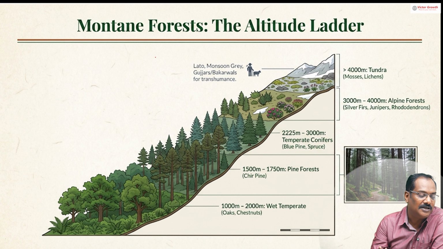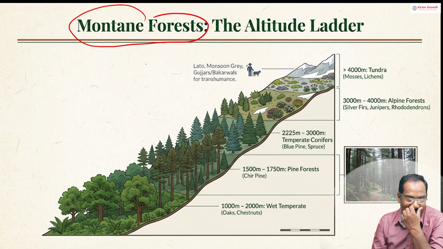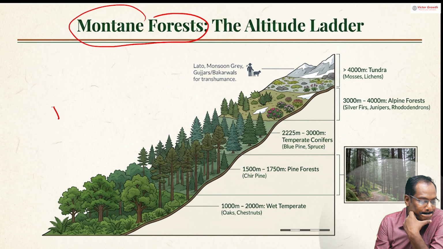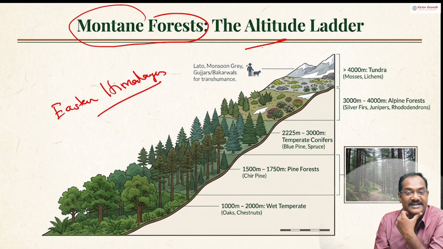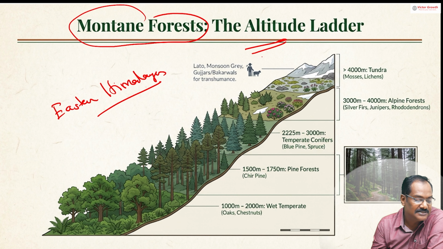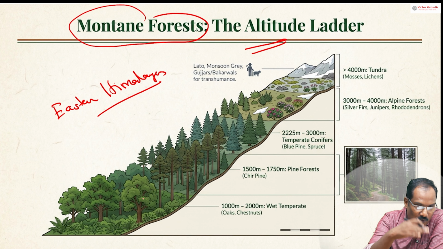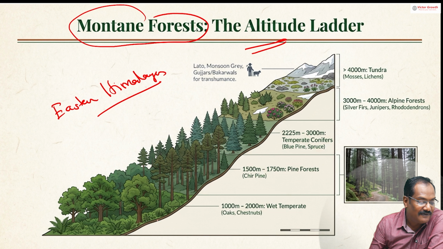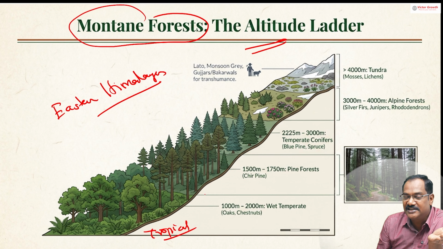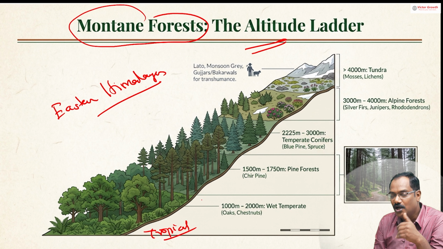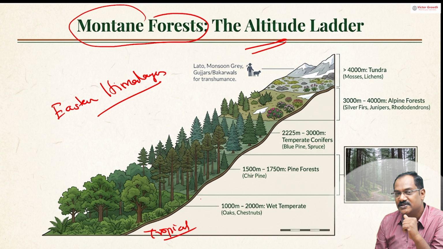Then comes mountain forest. Mountain, which means it is in the mountain. Now, particularly this is found in the Eastern Himalaya, not in the Western Himalaya. In Eastern Himalaya, we have an altitude ladder. Altitude ladder means in the lower side, we'll have a tropical forest. It is not given, please write down. Tropical forest will be there because, compared to the Western Himalaya, Eastern Himalayas are very close to the equator, and they are very close to the sea also.